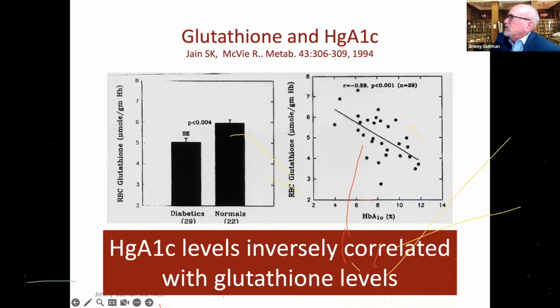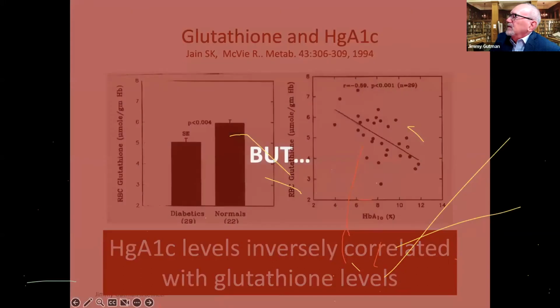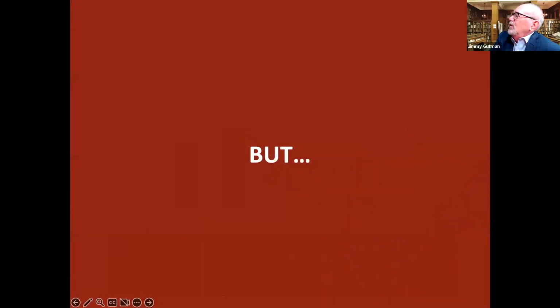When we match A1C levels with glutathione levels, we see that high levels of A1C reflect low levels of glutathione. Low levels of A1C correlate with high levels of glutathione. Very clear. Glutathione levels are directly related to good sugar control. Very important.